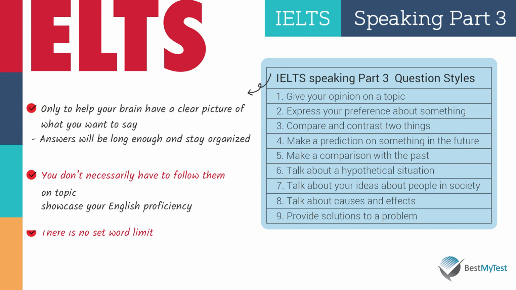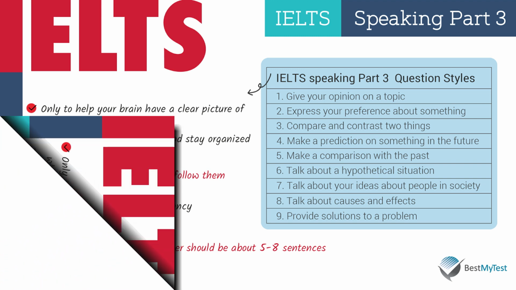Also, there is no set word limit for a good Part 3 answer, but it shouldn't be too short. Too short and you'll have failed to develop your answer properly. As a rule, to get a high score, your answer should be about 5 to 8 sentences. All right, let's get started.